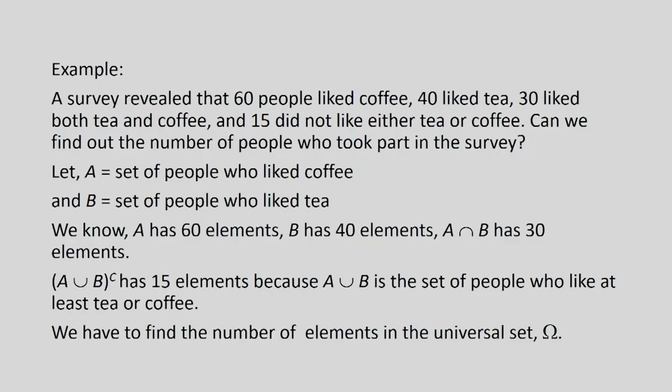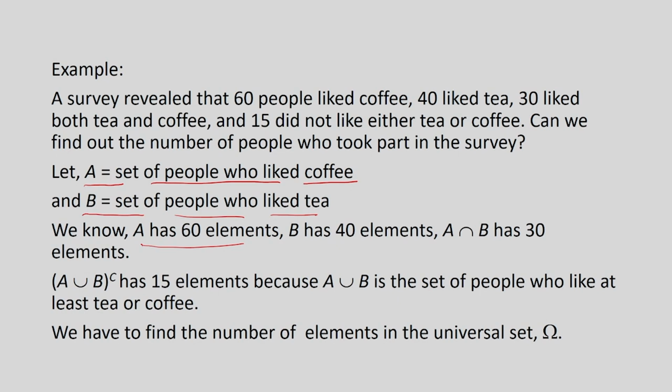Suppose capital A denotes the set of people who liked coffee. So, here you have A, set of people who liked coffee in that survey, and capital B is the set of people who liked tea. And we further know from the information available in the question itself that how many people liked coffee? 60 people liked coffee, right. So, A, which is the set of people who liked coffee, has 60 elements.